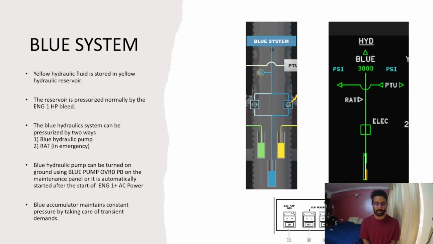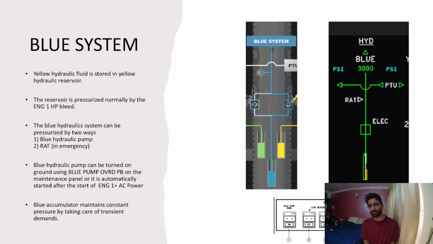So the blue system has a reservoir, again pressurized by the engine 1 high pressure bleed. Now this one does not depend on an engine. It has an electric pump for itself. It does not work with an engine. It doesn't have an EDP. It only has an electric pump. This electric pump will supply the blue system. It's as simple as that. The blue reservoir gets pressurized by HP bleed. High pressure fluid gets pumped by the electric pump, which will go to the system.